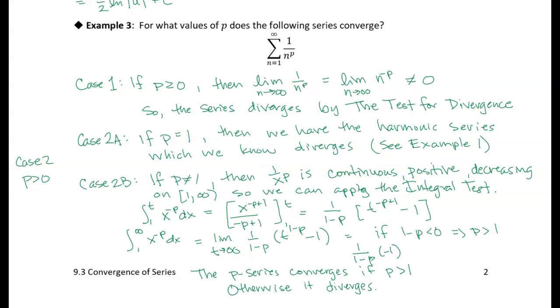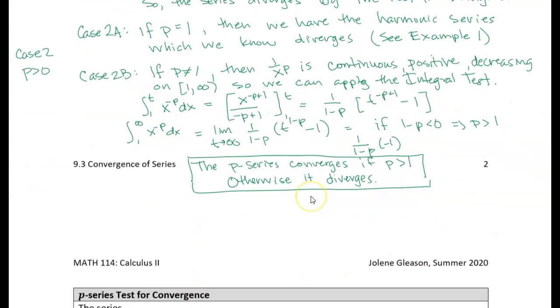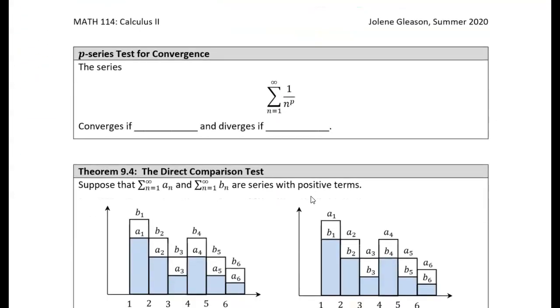All right, so that result, I'll put a little box around it because it's important. It's important enough that I've got a box of its own that I'm going to write it in. So this is something that you're going to want to remember. If we have the p series, which is the sum from 1 to infinity of 1 over n to the p, this converges if p is greater than 1, and otherwise it diverges. So that's p less than or equal to 1.